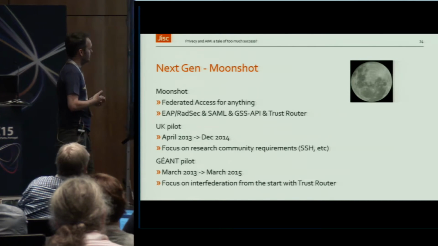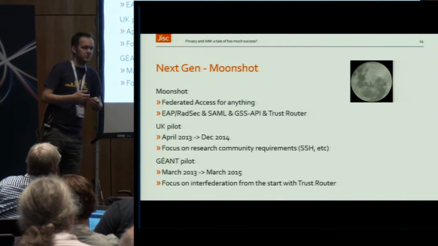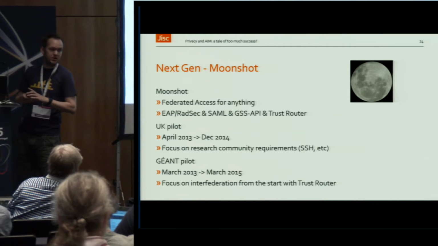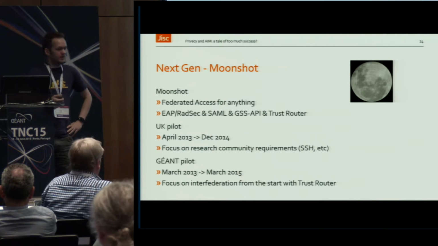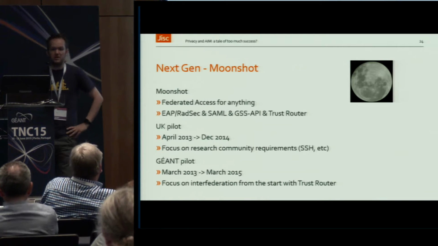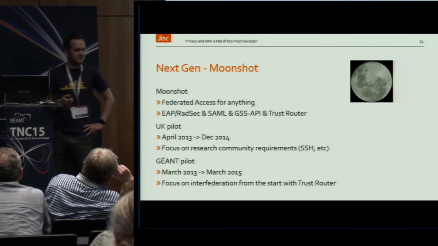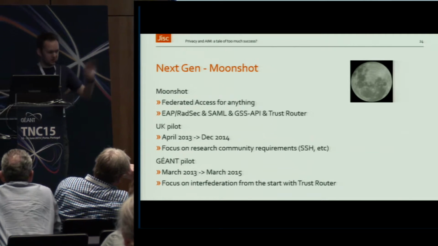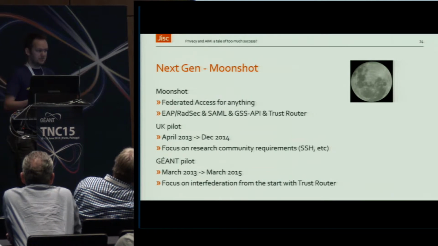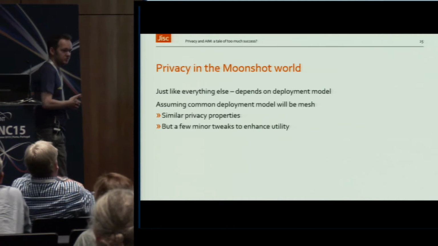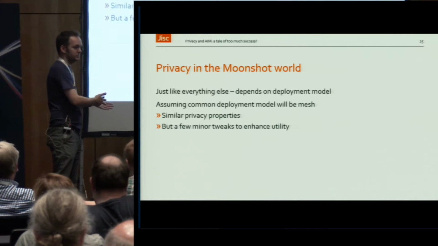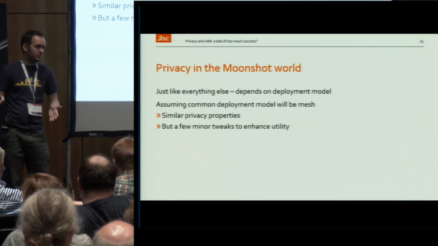We have spent several years developing this. We launched a service called Just Consent in March, so we now have a production service in the UK based on Moonshot, which the e-infrastructure crowd are typically using for access to things like HPC facilities and stuff like that. So what does privacy look like in that scenario? Well, it's just like everything else. You can deploy Moonshot in a mesh model, or you can deploy Moonshot in a hub and spoke model.